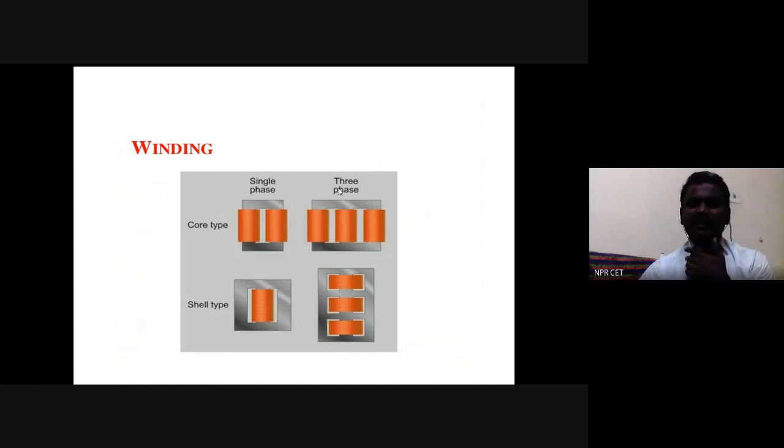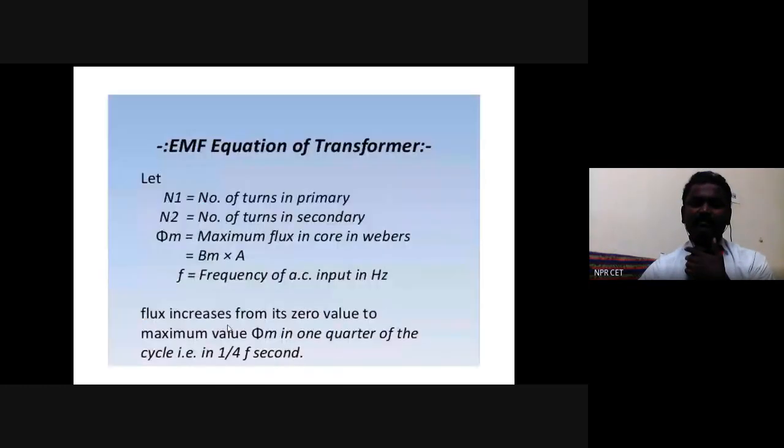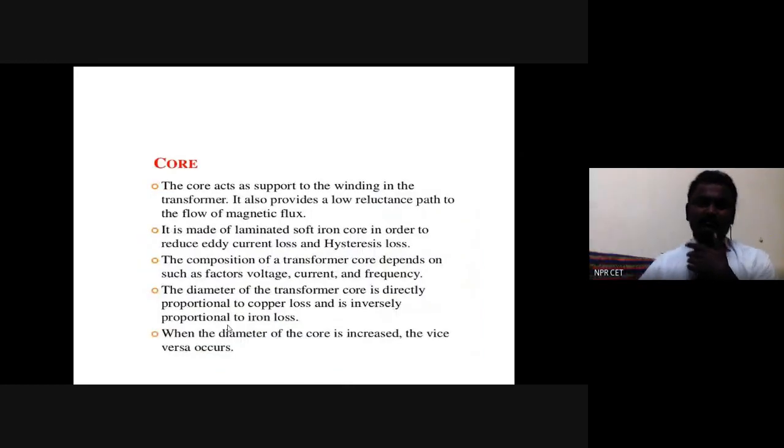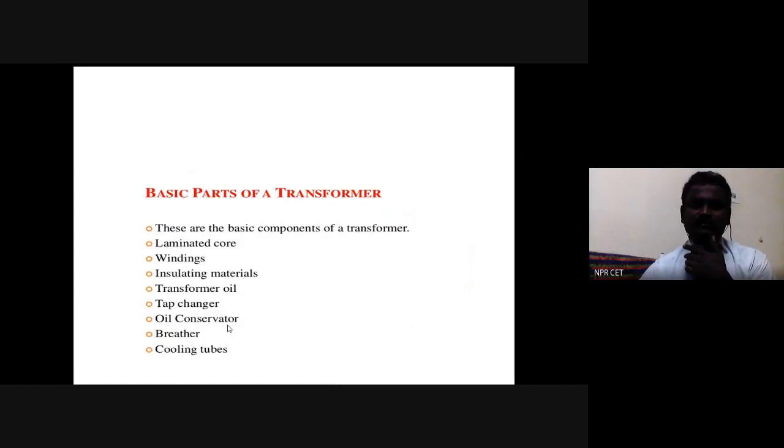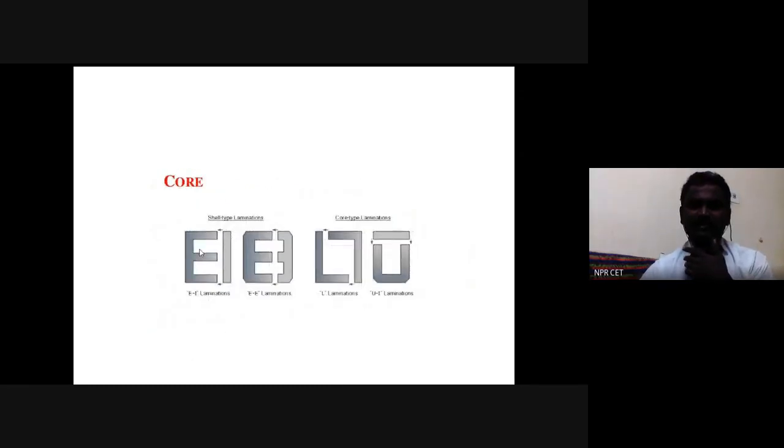This is for a three-phase transformer. This is for a single-phase transformer. Another classification of transformer is single-phase transformer and three-phase transformer, based on the input supply. Based upon the core construction, there are core type and shell type transformers, right? This is the core arrangement, for the shell type transformer and for the core type transformer.